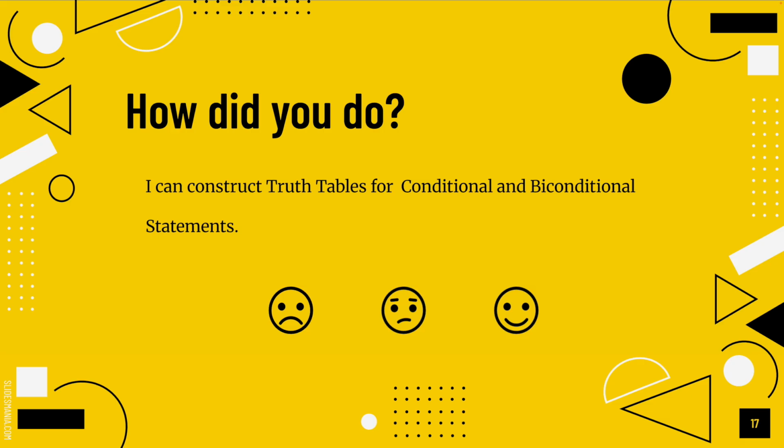Okay, so I want you to think about how you've done over this video and think of the statement, I can construct truth tables for conditional and biconditional statements. If you're super lost, then you're reaching out to me in order to get some help. If you are thinking, okay, well, I'm kind of there, but I need some practice, you're looking at the exercises in Brightspace. And if you're happy, I still suggest doing a couple examples just to make sure that it's locked in your brain, and then you're good to go on to the next lesson.